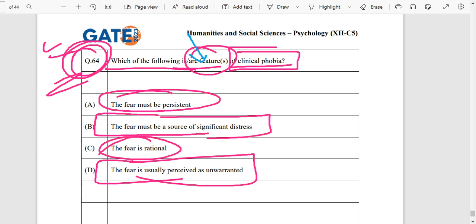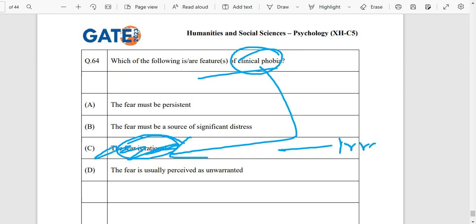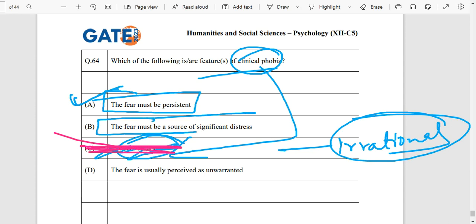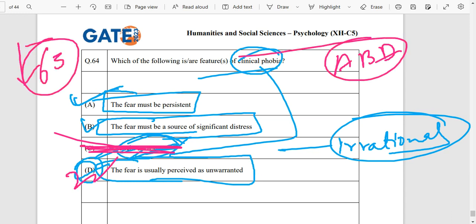So in here they are asking for the features. Okay. So what is not the feature of clinical phobia? The fear is rational. This is not a fear. It should be irrational. Okay, so option C gone. Then we have the fear must be persistent. Yes, correct. The fear must be a source of significant distress. This is correct. And option number D, the fear is usually perceived as unwarranted. So A, B, and D. So now let's move on to next question number 65.